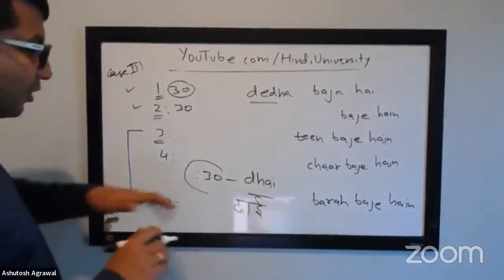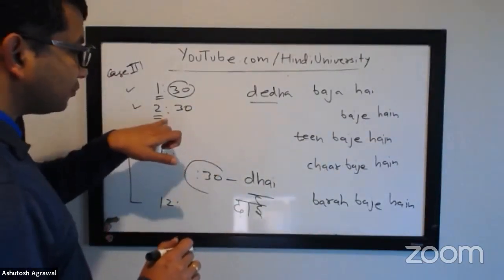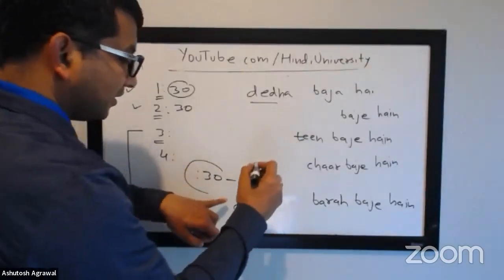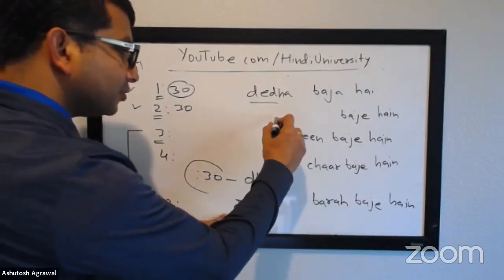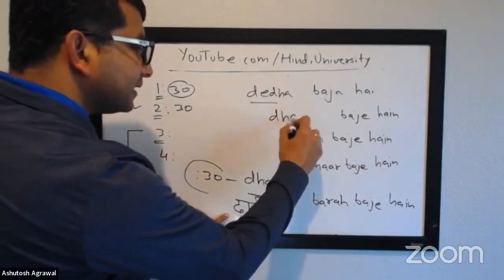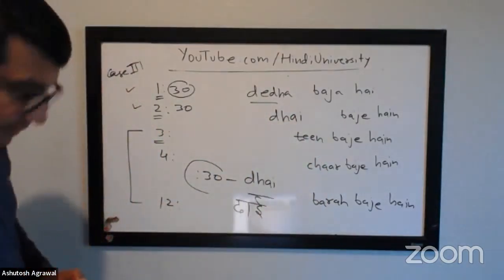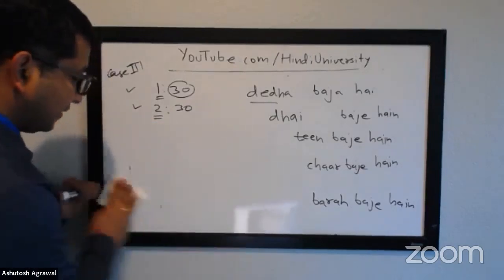But what will you say? We'll talk about sare later on. But for this one, what will you say? For 2:30, it will be dhai baje hai. So for this also, you don't use the word do. You will just say dhai baje hai. I'm gonna erase it because it unnecessarily confused me. Okay.